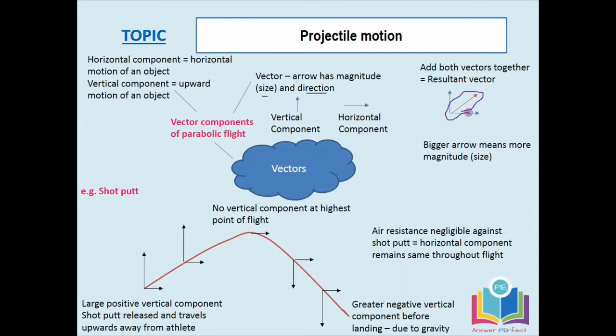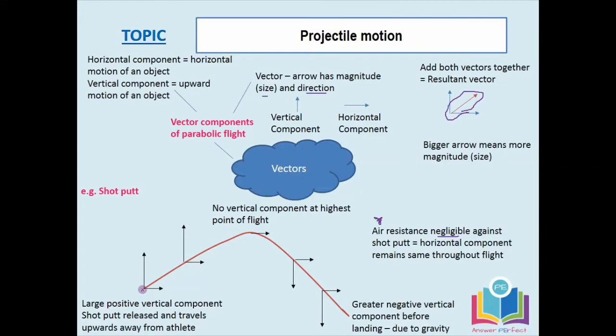And you need to be able to do this for a shot put. And all you do is add them together. Now, this is one thing really important to note. Air resistance is pretty much negligible against a shot put, so the horizontal component stays the same throughout its flight. So let's have a look then.